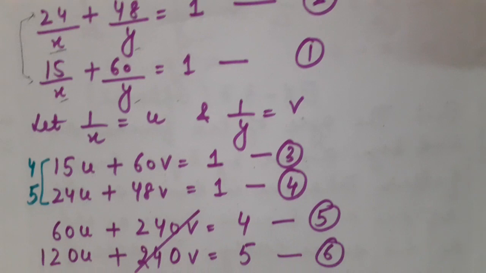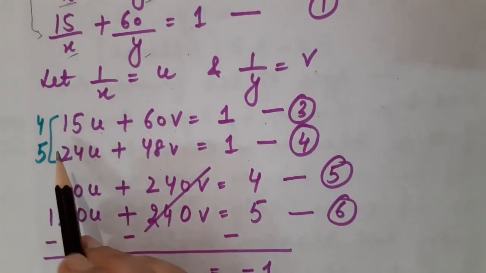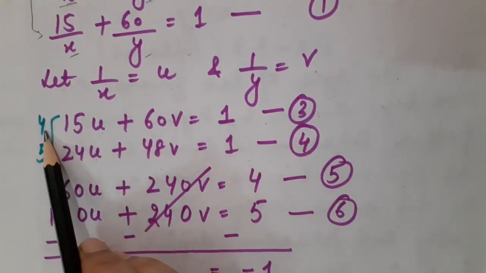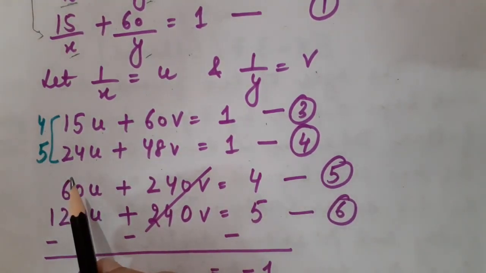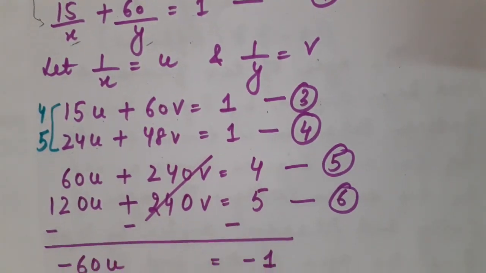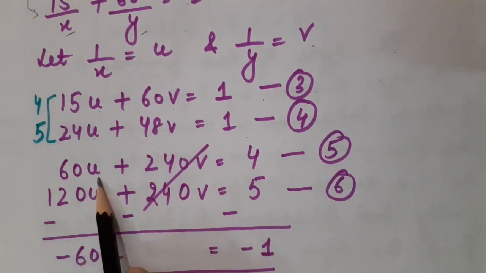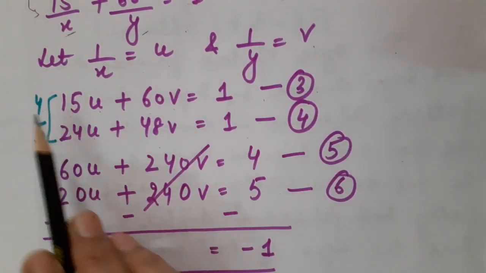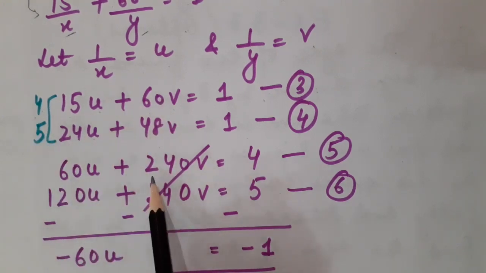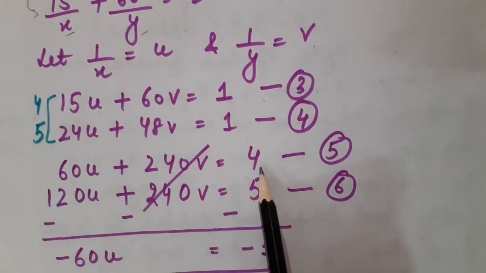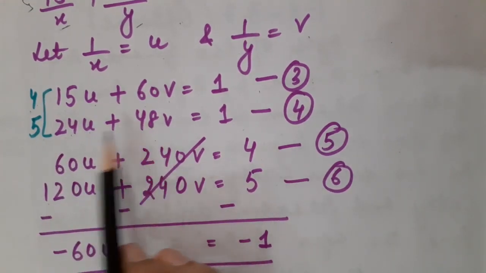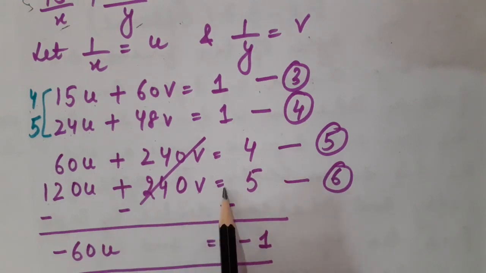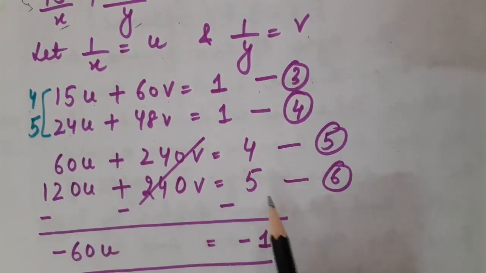Fine. Now we are going to eliminate them. What I am going to do, I am going to multiply equation number 3 by 4 and equation number 4 by 5 so that I can eliminate any of the variables. Fine. Any of the two variables. So what will I get, children? It would be 60u after multiplying 15 by 4 plus 60 into 4, that would be 240v is equal to 4 ones are 4. 5 into 24 will give you 120u plus 48 into 5 will give you 240v is equal to 5 into 1, that will give you 5.